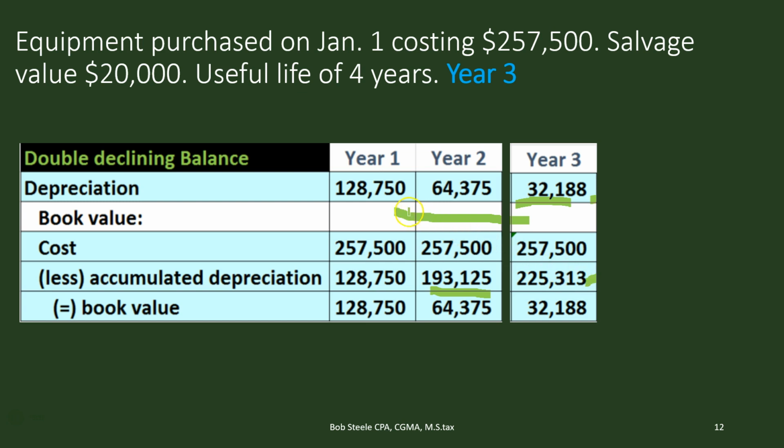Or you can calculate depreciation up through the useful life. 128,750 plus 64,375 plus 32,188 will also give you the 225,313. So if you mull that over, the book value is the cost less the accumulated depreciation, 257.5 minus the 225,313 gives us the 32,188.